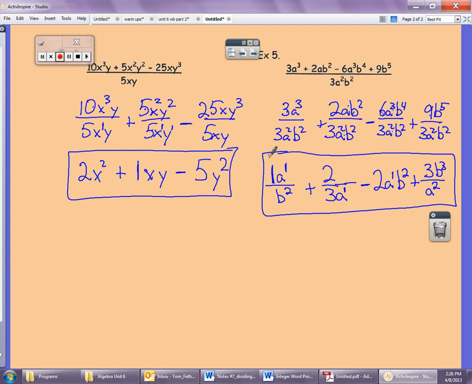Circle my answer. And that's how we divide a polynomial by a monomial. We follow those two simple steps. We break it apart into each term, and then divide each term by the denominator, and we'll get the correct answer.